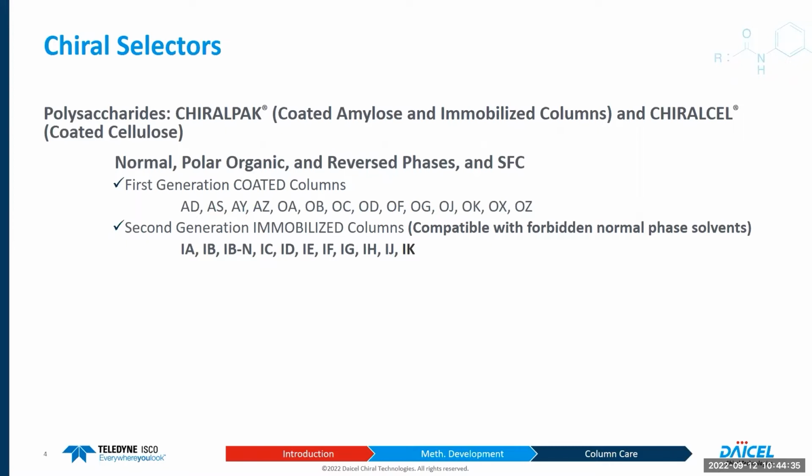So the first generation, we call them the coated columns, are applicable for normal phase, polar organic mode, and reverse phase, in addition to SFC, and they are everything from AD to OZ. Now for the amylose-based columns, that would be all the things that start with A, and all of the cellulose-based columns for coated start with O. And then you've got the second generation immobilized columns, which are easier. They all start with I. And they are compatible with all of the same mobile phases, as well as some of the forbidden normal phase solvents like dichloromethane and ethyl acetate, which I will cover in a few slides from now as to why that's the case. But we have everything now from IA to IK.